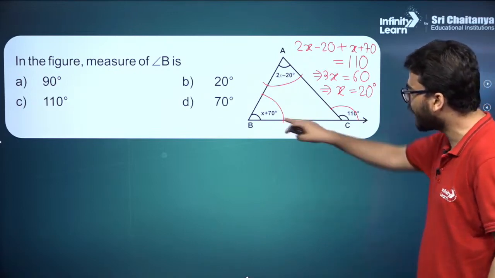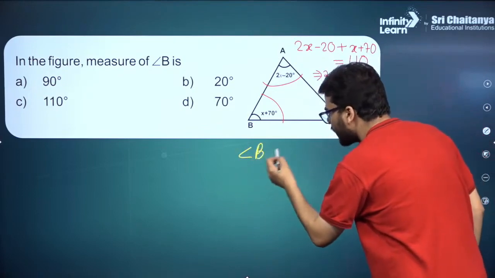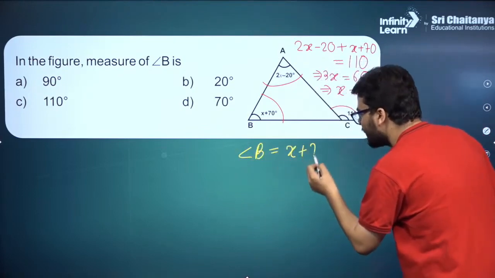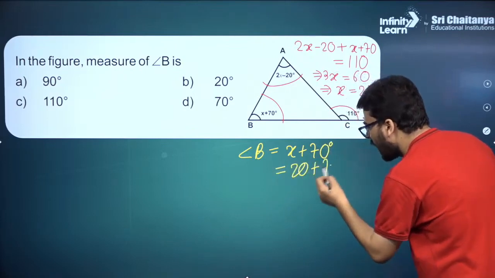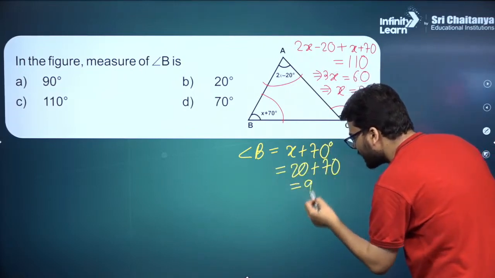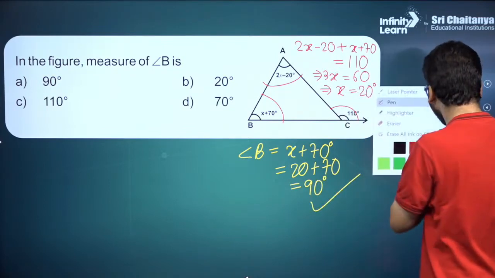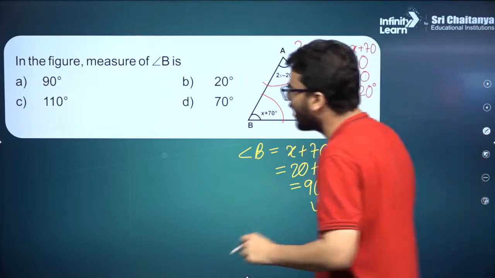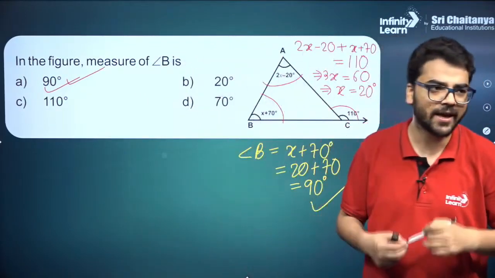Now you have to find the value of angle B. Now what is angle B over here, guys? Angle B in front of you, that is x plus 70 degrees. Now x we have got to be equal to 20 degrees, and this is 20 plus 70, that is equal to 90. So therefore the measurement of angle B over here will be equal to 90 degrees. I hope the question is clear to every student in this session. It's a direct question on the basis of the exterior angle property.